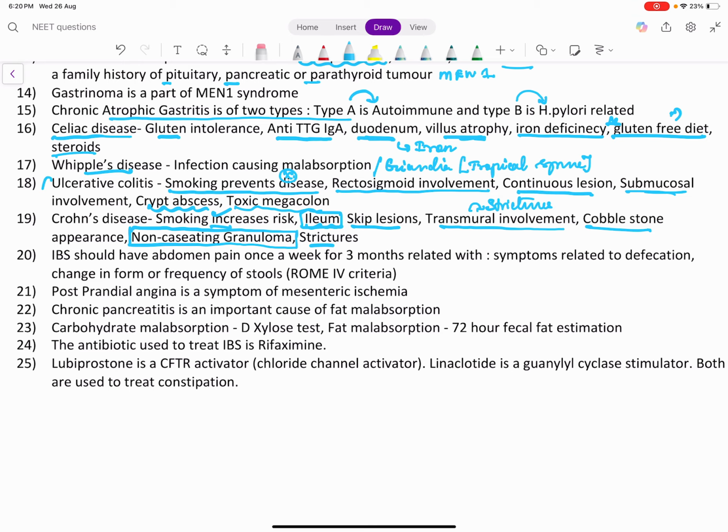Don't confuse IBD, that is inflammatory bowel disease, with IBS. IBS is irritable bowel syndrome, which should be brought into the picture only when all other disease entities are ruled out. So we have a specific criteria, that is Rome 4 criteria for IBS. There should be abdominal pain once in a week for 3 months, plus they should have symptoms related to defecation, that is symptoms can be increased or decreased with defecation. There should be change in the form of the stools or change in consistency of the stools, or frequency of stools. This is the criteria for IBS.